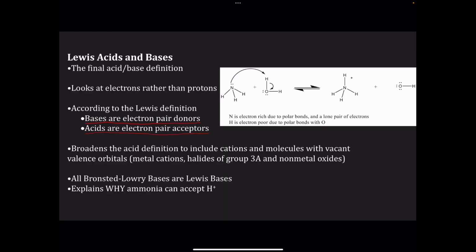So if we take a look at our ammonia, we have our Lewis dot structure drawn. My nitrogen is considered to be electron rich. It's got these polar bonds and it's got a lone pair of electrons. So we've got a lot of negative charge concentrated around that nitrogen, making it electron rich. The same is true for our oxygen. The lone pairs in the polar bonds are going to make those electron rich. The hydrogens, though, are going to be considered electron poor because they're very strongly electronegative. Oxygen, in the case of water, is pulling the electrons away from the hydrogen.